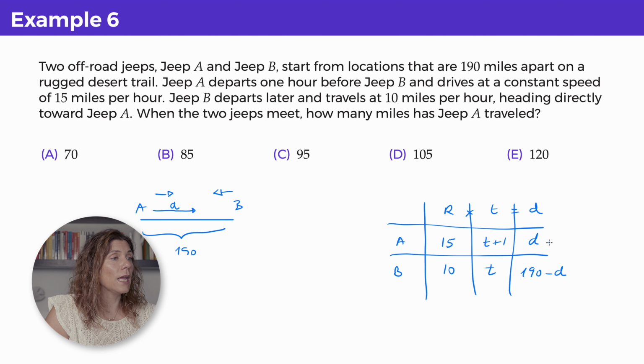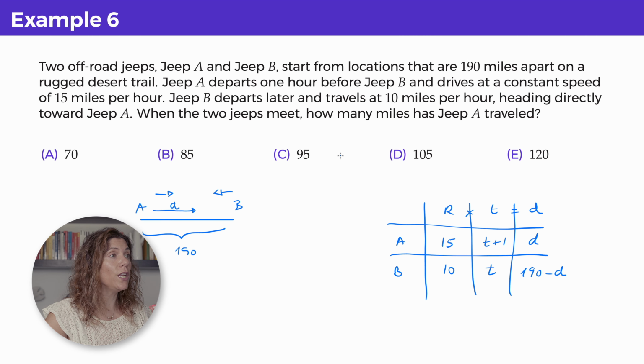But what if we can use smart guessing here? Imagine with me, if both jeeps departed at the same time and they were traveling exactly at the same rate, where would they meet? Exactly in the middle, right? So they would travel exactly the same distance. So our total distance was 190. If you divide 190 by 2, the result is 95. So let's go back to the answer choices.